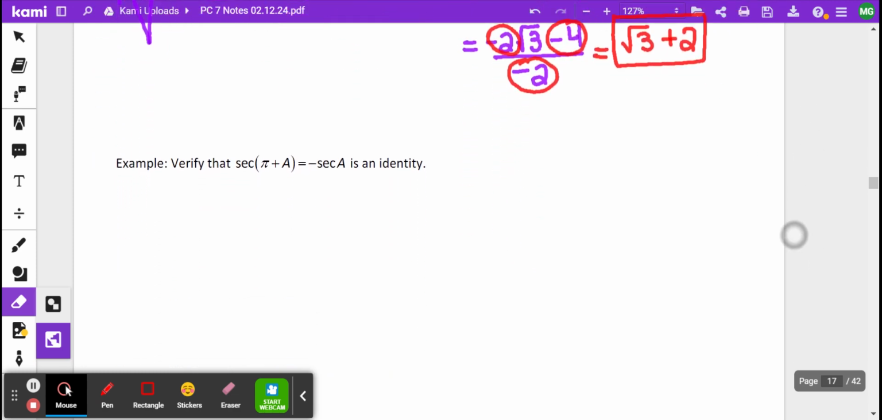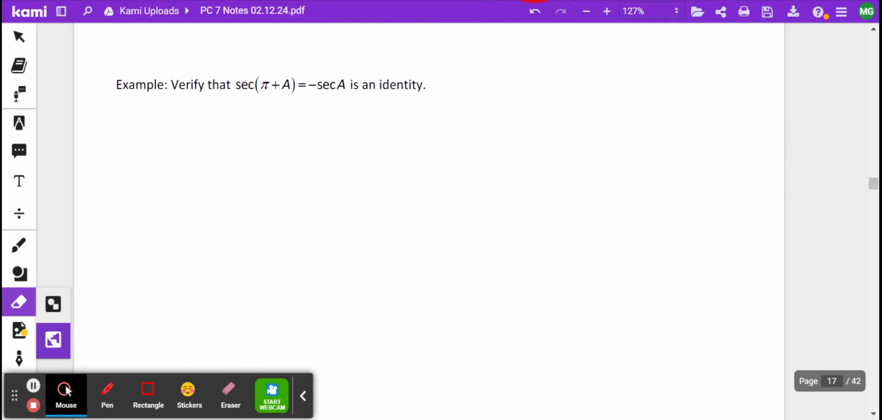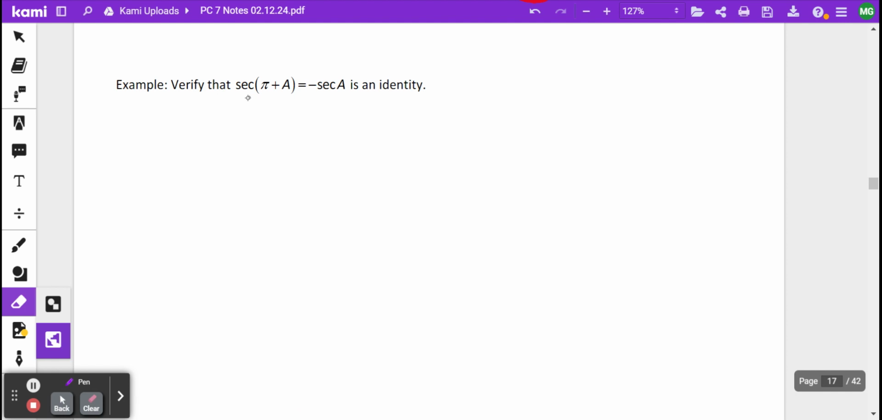Okay, one more. This is kind of a special example, because this brings together what we've just done with looking at identities and verifying identities, which we just finished doing. So looking at this, we're told to verify that the secant of pi plus a equals the opposite of the secant of a. So seeing that we have this, okay, that looks like addition.